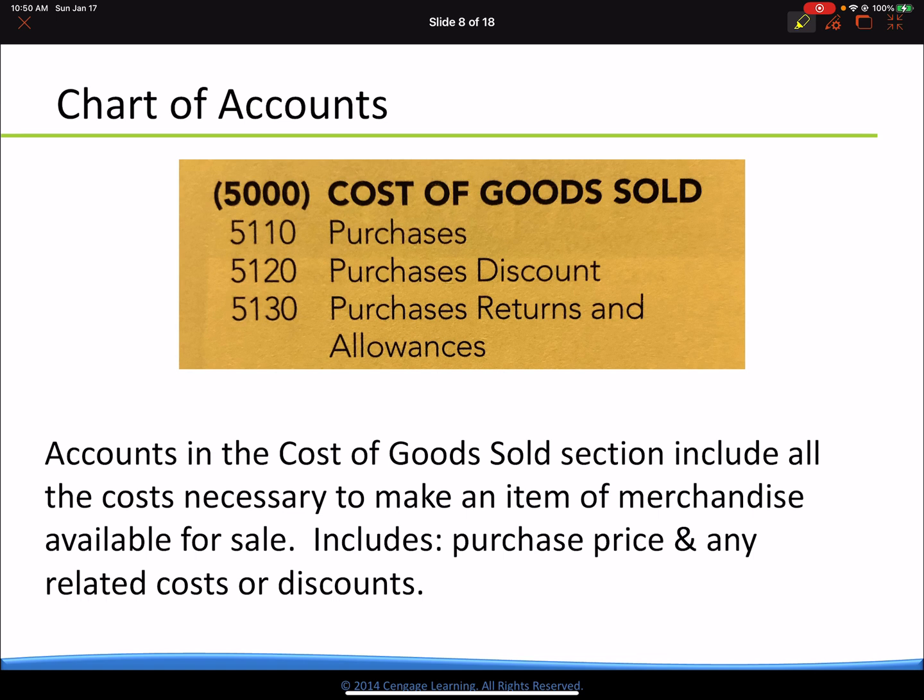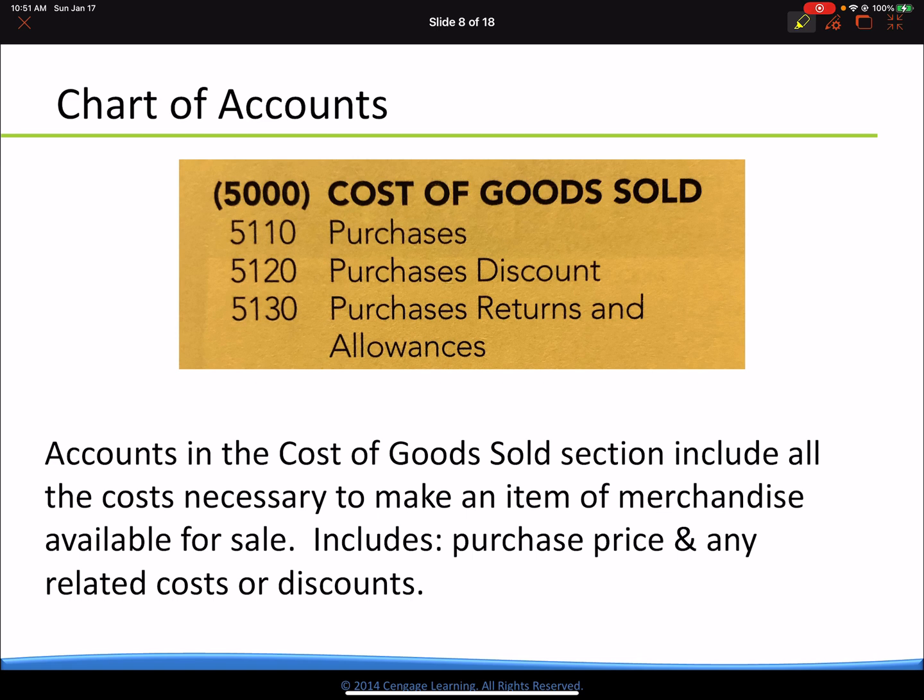The cost of goods sold section includes all the costs necessary to make an item of merchandise available for sale. That includes the purchase price and any related costs or discount. For example, freight charges paid to ship items to the merchandising business are cost of making the item available for sale. So they would be recorded in the purchases. In contrast, the freight charges paid to ship an item to a customer would be accounted for as an expense, and it would be recorded in like a freight expense.